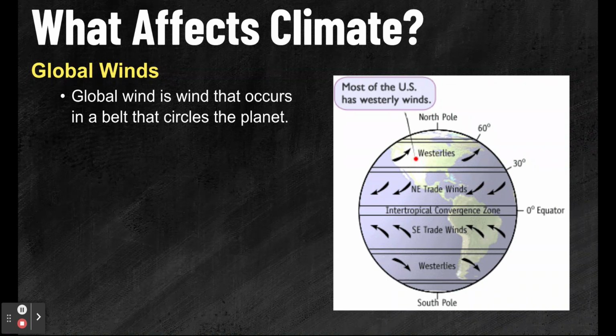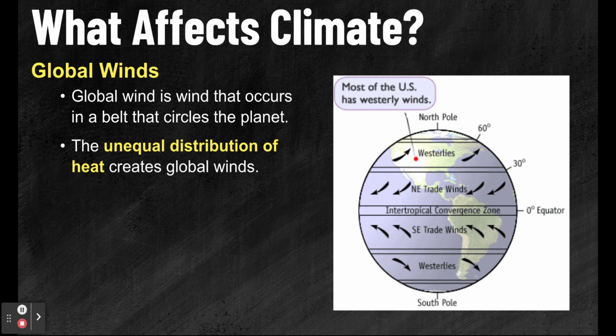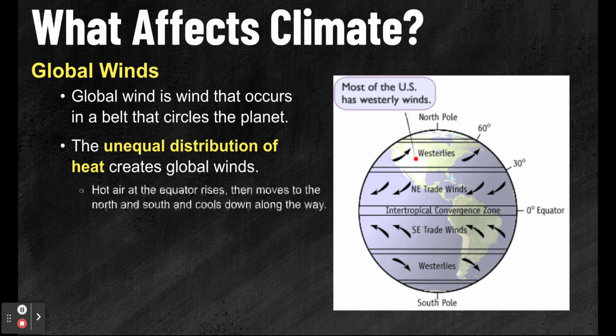Global wind is wind that occurs in a belt that circles the planet. So you can see there's the westerlies, the northeast trade winds. Each of these represents a belt that circles the planet. And there's an unequal distribution of heat, like we just talked about. Near the equator, the temperature's warmer. Near the poles, the temperature's colder. So there's an unequal distribution of heat. And that unequal distribution of heat actually creates global winds.